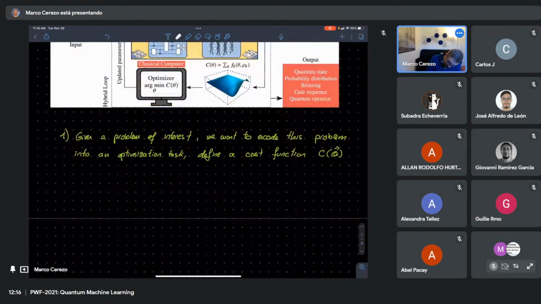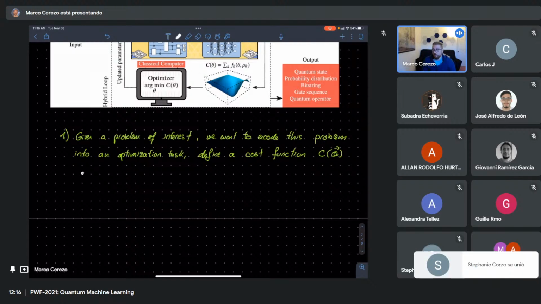For instance, what do we want from this cost function in order for it to be a good cost function? Because in principle, for a given problem, there is not just one cost function. There are a lot of them that one could potentially define. So how do we know that the one that we choose is going to be useful, and we're going to be able to use it to train and get the solution of the problem that we want?